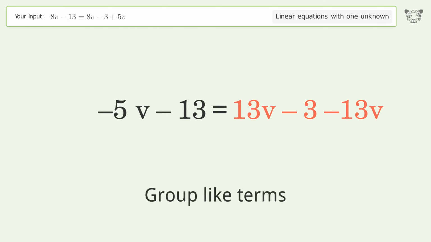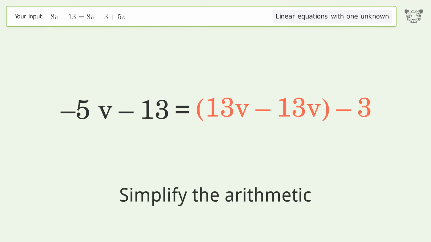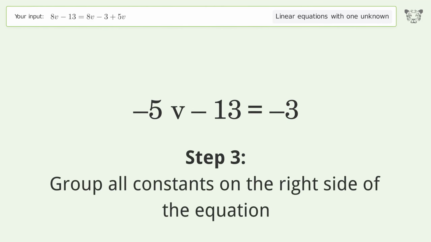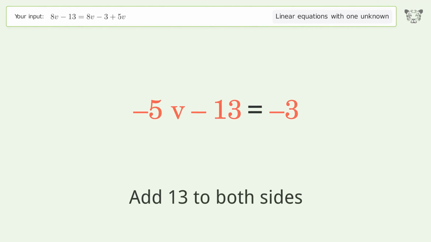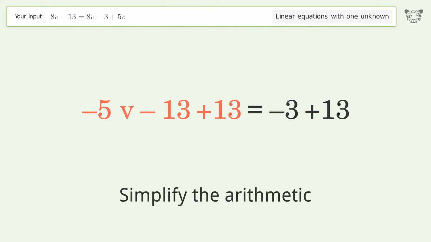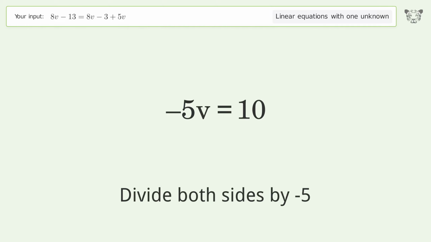Group like terms. Simplify the arithmetic. Group all constants on the right side of the equation. Add 13 to both sides. Simplify the arithmetic. Isolate the v. Divide both sides by -5.